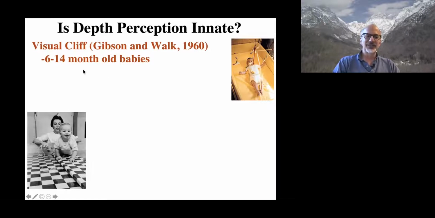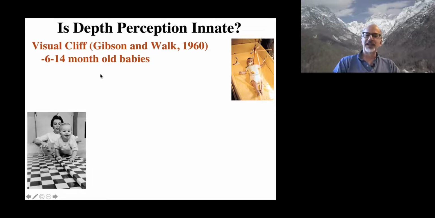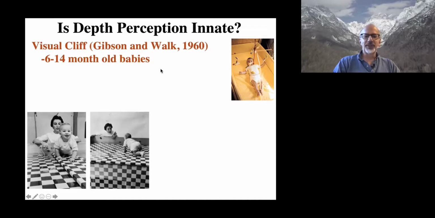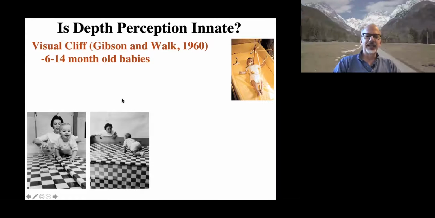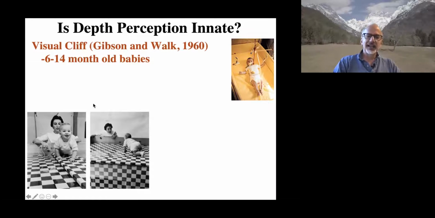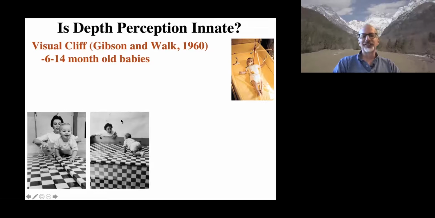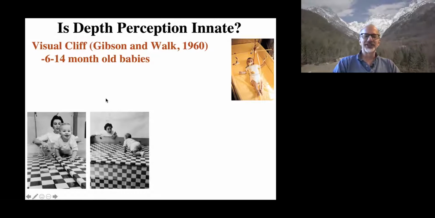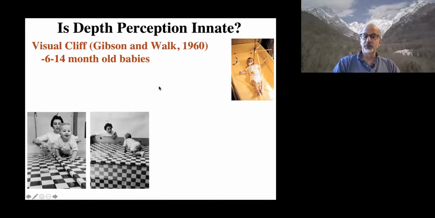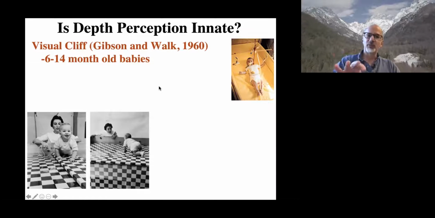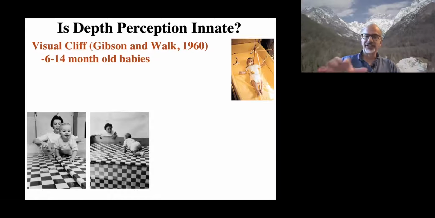So you could get kids to crawl between 6 and 14-month-old, and you'd put them on this apparatus called the visual cliff. And the idea was, could they traverse the cliff? Could they crawl across the cliff? And in so doing, show what they were perceiving as depth.